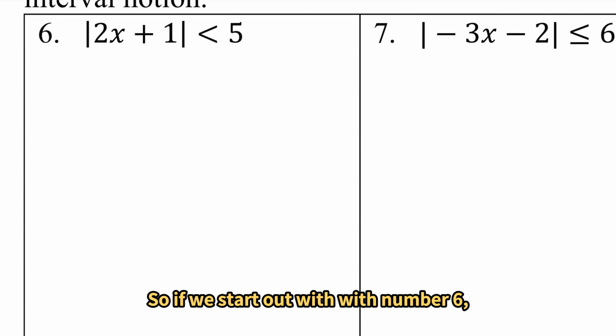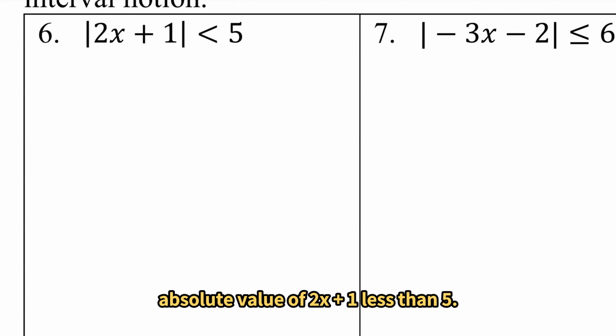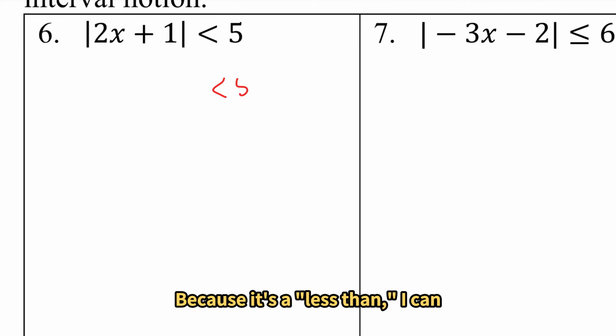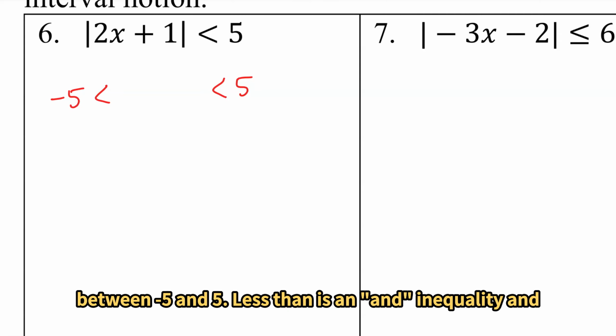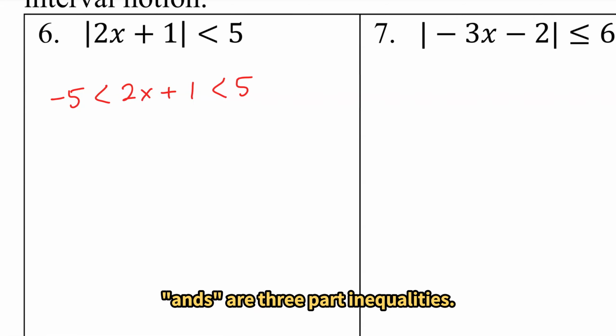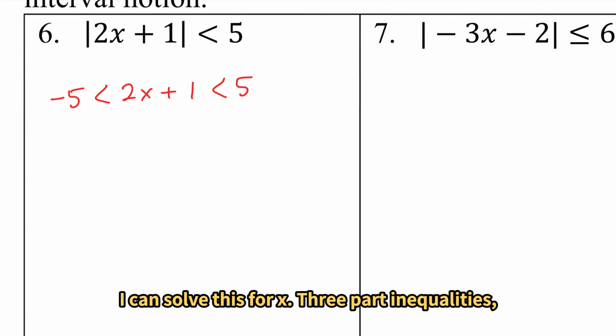So if we start out with number 6, absolute value of 2x plus 1 less than 5. Because it's a less than, I can put the expression in the absolute value between negative 5 and 5. Less than is an and inequality, and ands are 3-part inequalities. I can solve this for x.